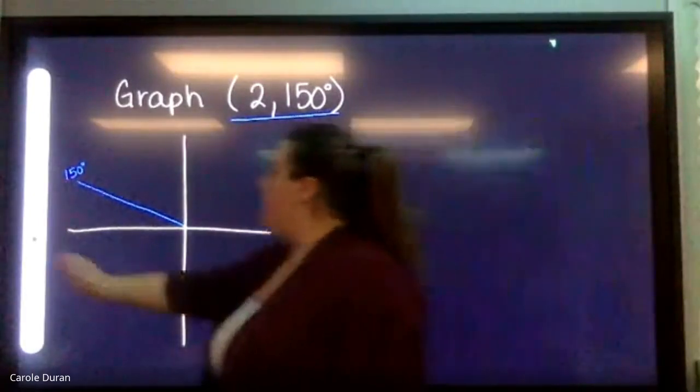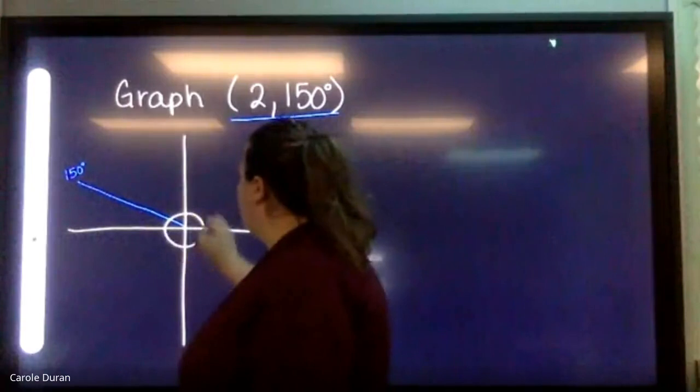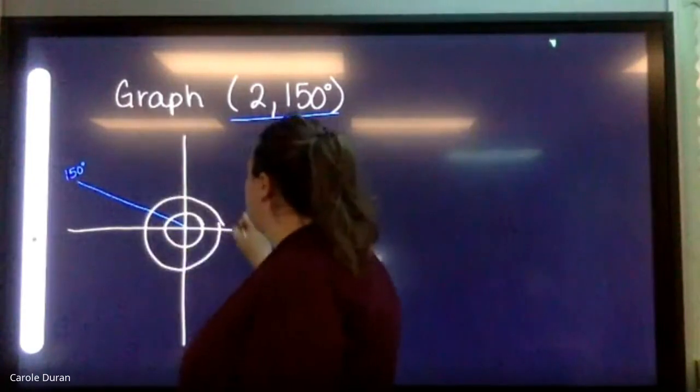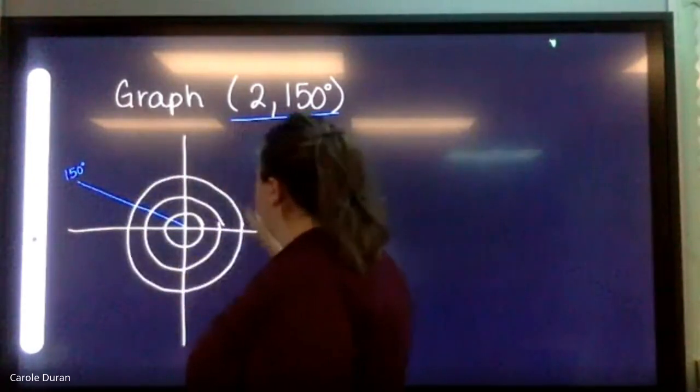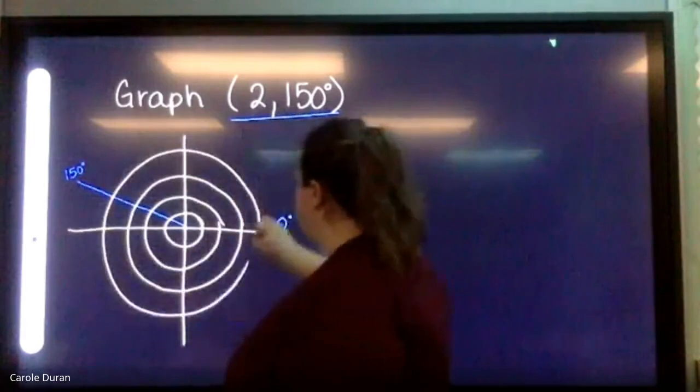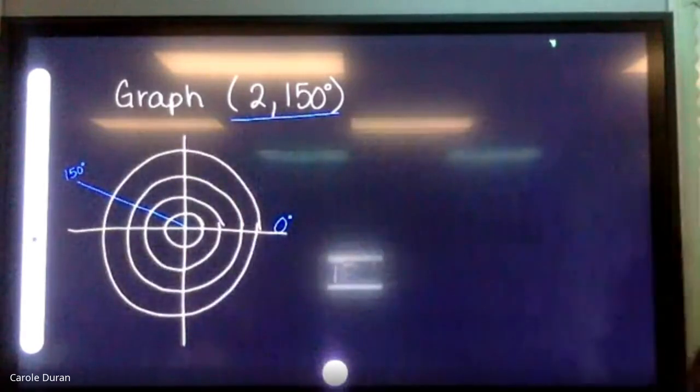Now what I need to do is find a distance of 2 from the center of my circle. So I'm just going to draw a bunch of these rings, that way we can start counting our distance.